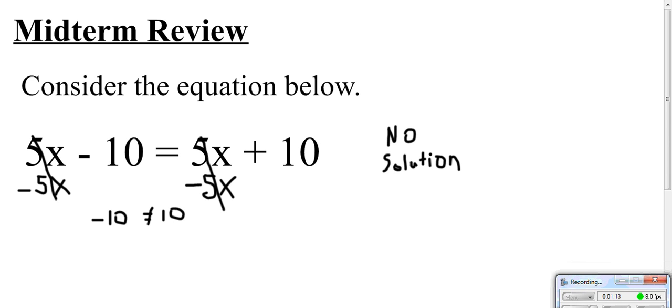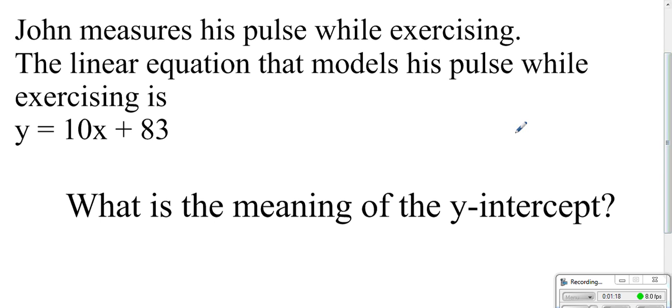Number 2 says that John measures his pulse while exercising. The linear equation models his pulse while exercising. So y equals 10x plus 83. First, we know that m is the slope. By the way, this is the slope. And we know that y equals mx plus b is the equation of a line. The m is the slope, the b is the y-intercept. So here is the slope. It's the number before the x.